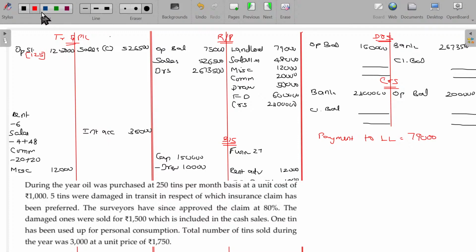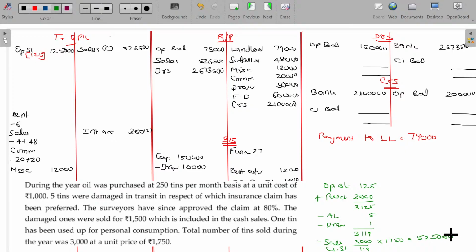Now tell me, what is the opening stock we have? Opening stock we have 125 tins. Okay. And we purchased how much? 52 lakhs 50,000.